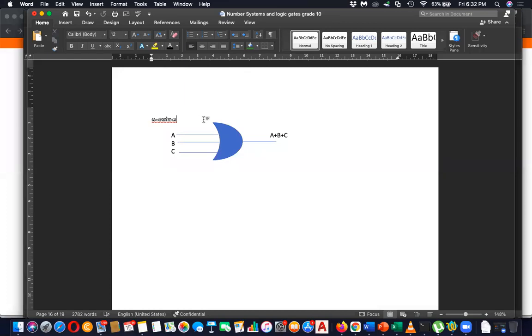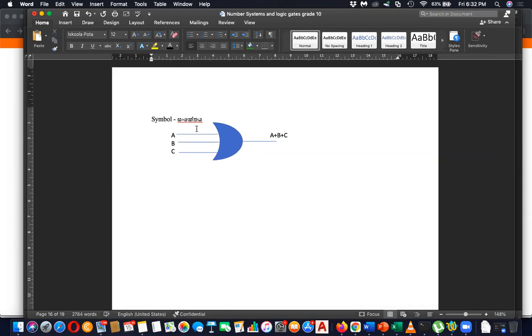I have just input 3 inputs, but you can change the number of inputs. It can be 3, it can be 4, it can be 5. It can be 2. This is the symbol. Kindly draw these 2. Symbol of the OR gate. And this is how you write A, OR, B, OR, C. A plus B plus C. We read as A OR B OR C.